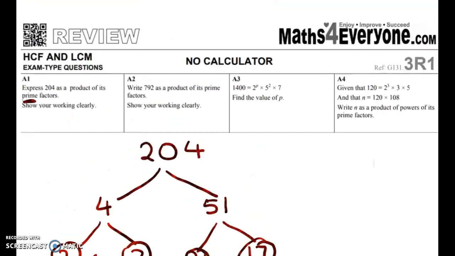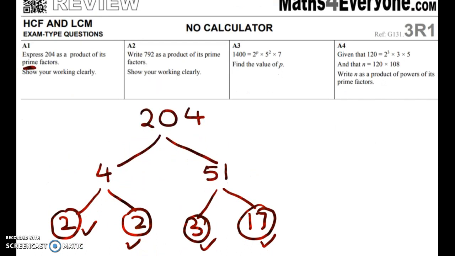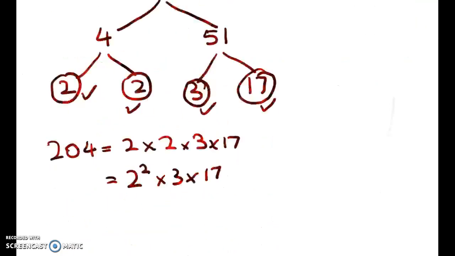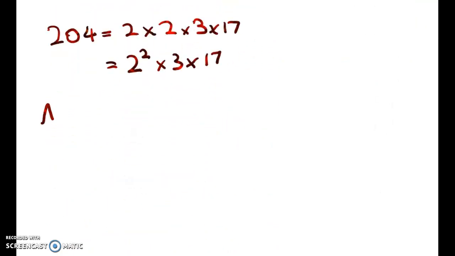Let's see question A2 now. Write 792 as a product of its prime factors. Exactly the same type of question, and again it says show your working clearly. You know that I always go on about that. So here's 792. Let's pick a couple of factors.